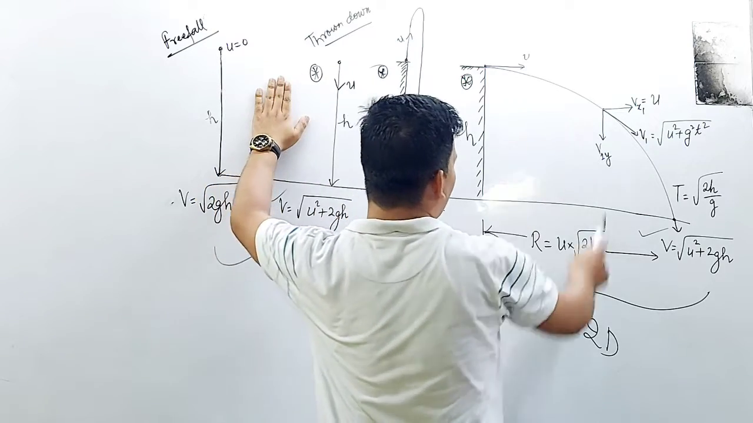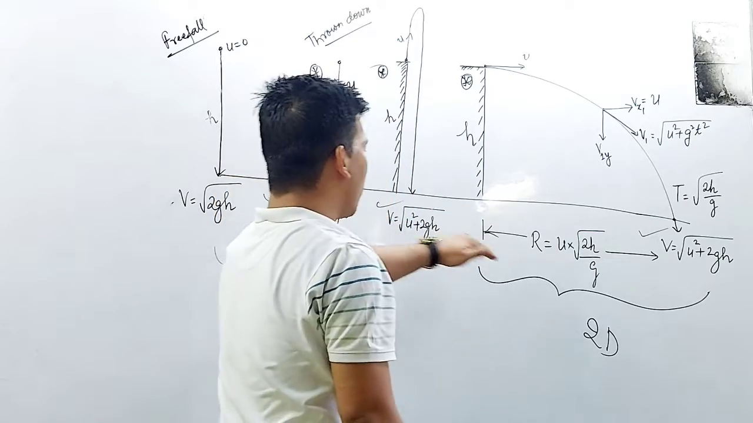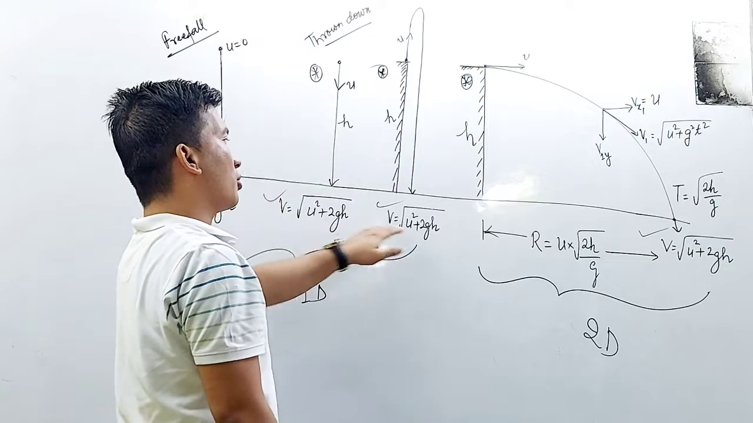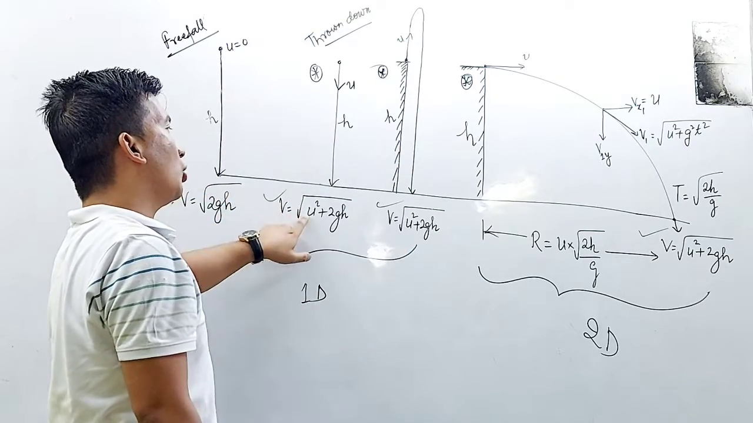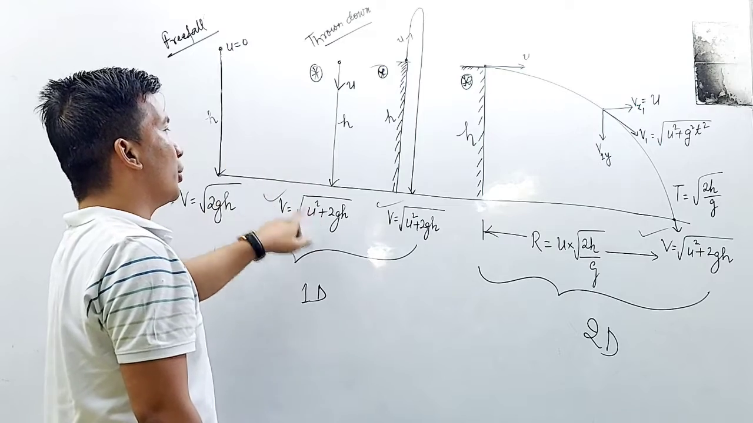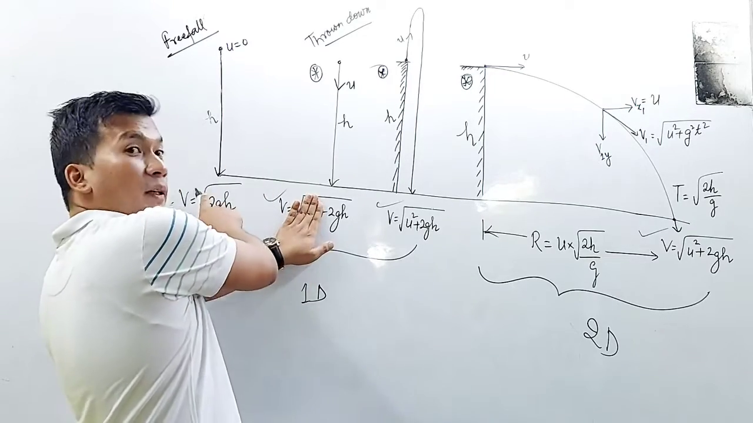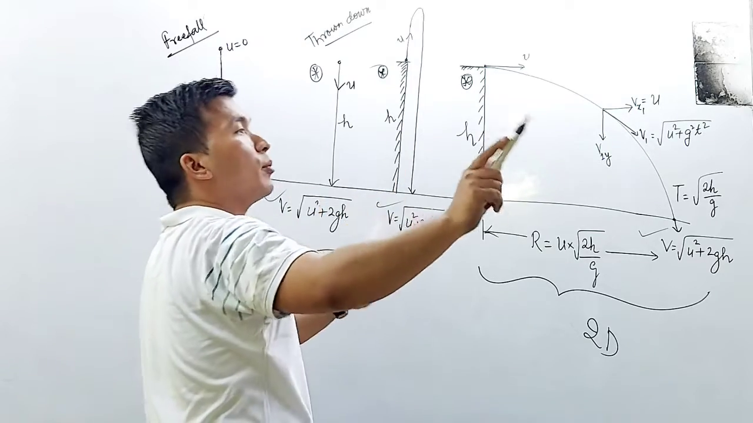Here, let us come to our two dimension. The velocity formula is thrown with this much of formula. For free fall, u is 0. You put the value of u to be 0, you will get the answer. This is the way to memorize your formula.